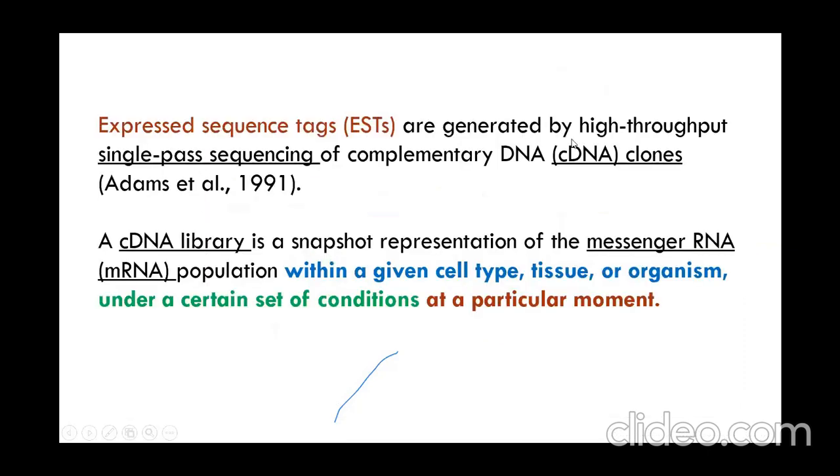Expressed sequence tags are generated by high throughput single pass sequencing of complementary cDNA clones. You are not talking about DNA or RNA here; you are talking about the molecule that gives ESTs, the cDNA molecules. You use a specific technology called single pass sequencing. You generate high throughput if the given genome is there, producing a lot of EST molecules similar to DNA sequencing clones. And a cDNA library is a snapshot presentation of the messenger RNA population. You are talking about cDNA, and it comes back to the messenger RNA.